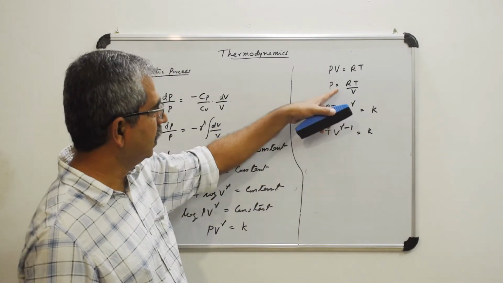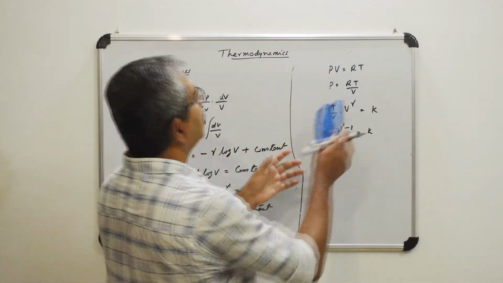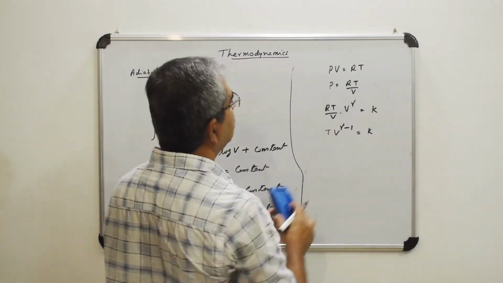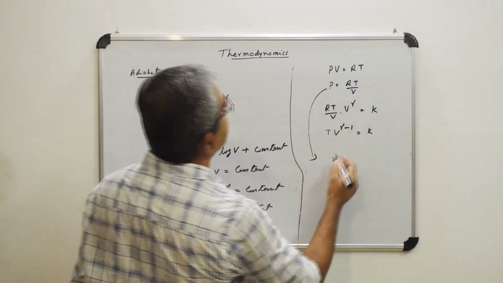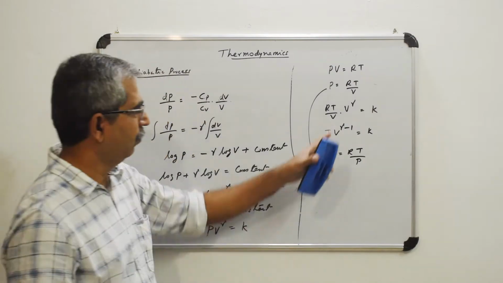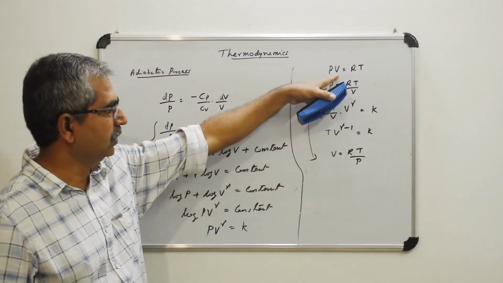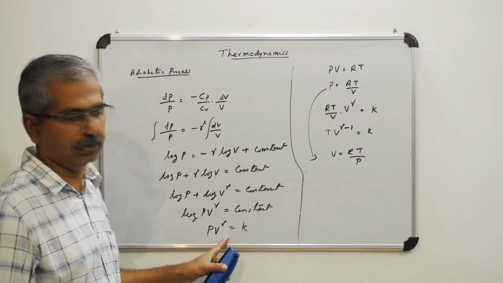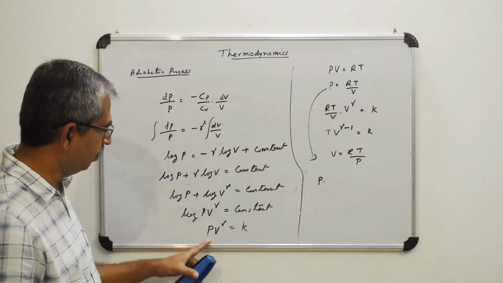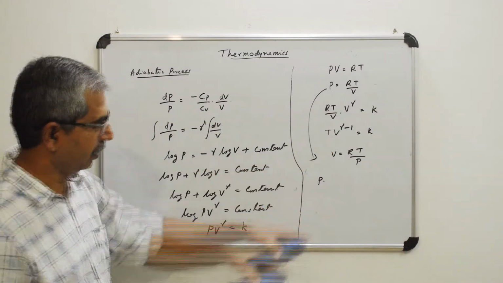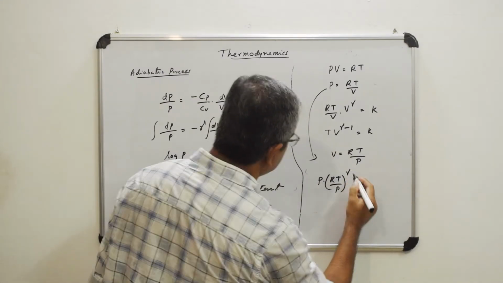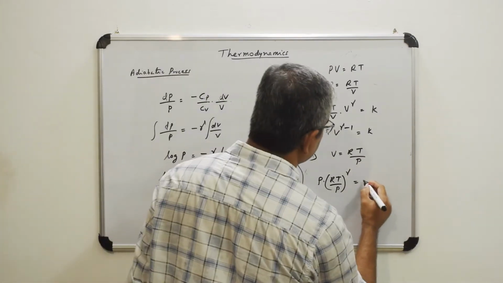Now you can write the equation for V. From this one, you can write it as V is equal to RT by P. Okay, V is equal to RT by P. From this equation, you can put the value here. So this will be P into, instead of V, we can write RT by P. Okay, so P into RT by P raised to gamma equal to a constant.